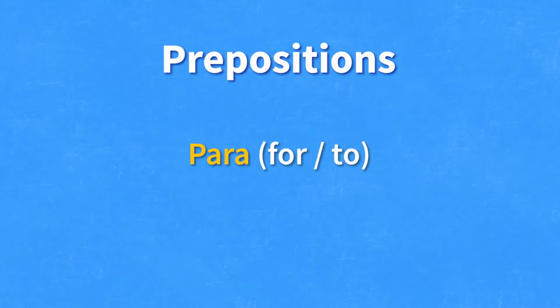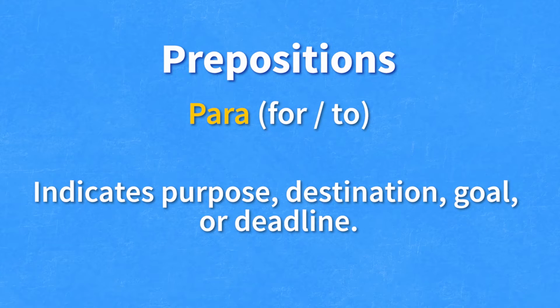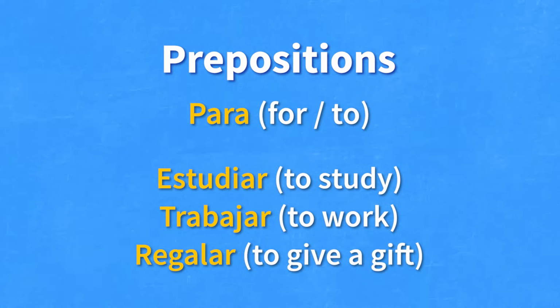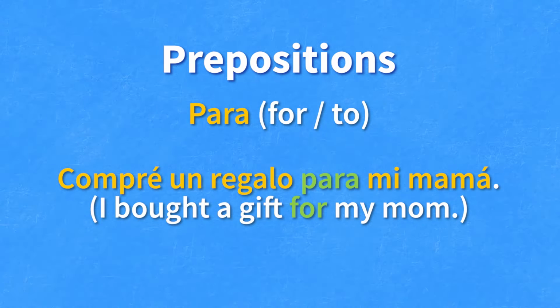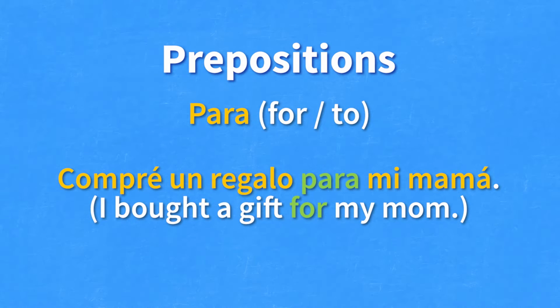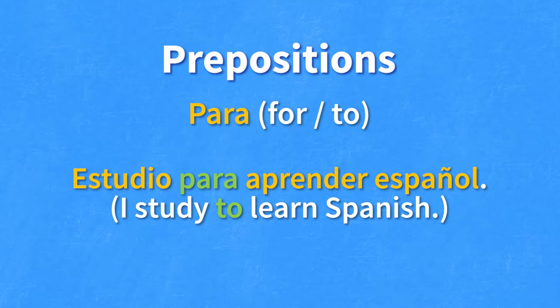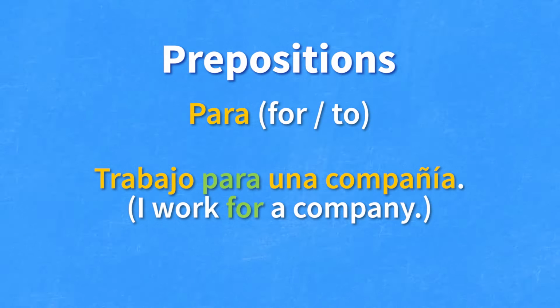Para. Para means for or to, and it indicates purpose, destination, goal, or a deadline. It is commonly used with verbs like estudiar, trabajar, and regalar. For example, compré un regalo para mi mamá. I bought a gift for my mom. Estudio para aprender español. I study to learn Spanish. Trabajo para una compañía. I work for a company.